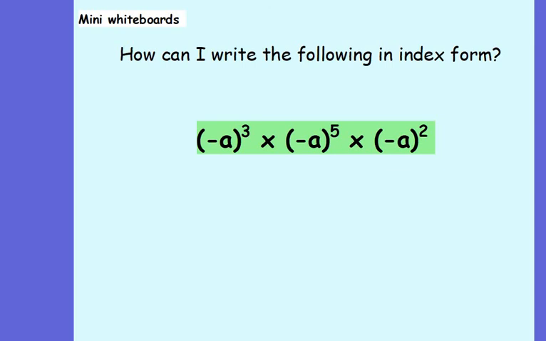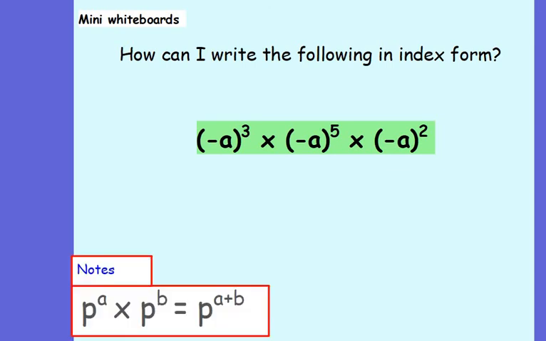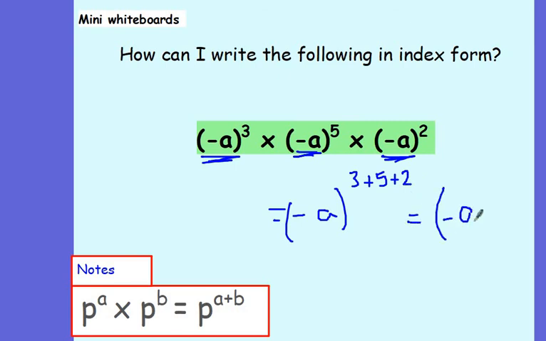So how about now? Can I use my law? Yes, I can. This time, just because my base is negative a, it's still the same all the way across. So I can write this as negative a to the power of 3 plus 5 plus 2, which will give me negative a to the power of 10. Well done if you got that right.